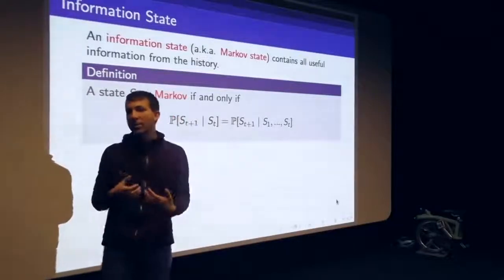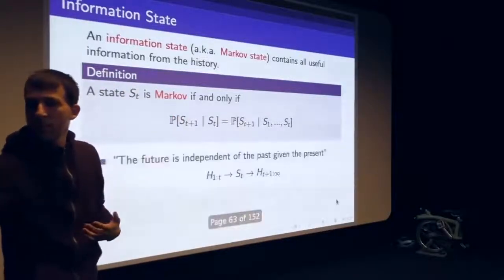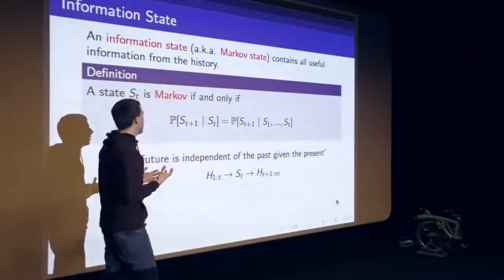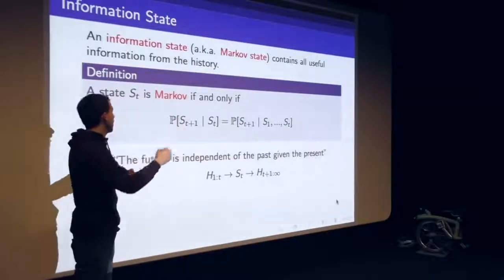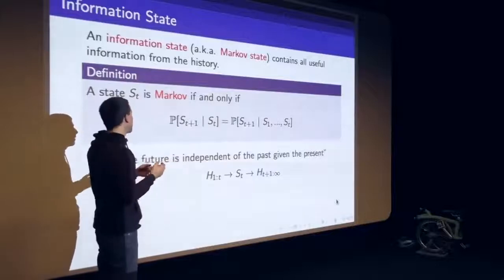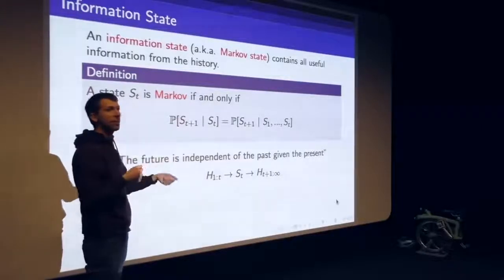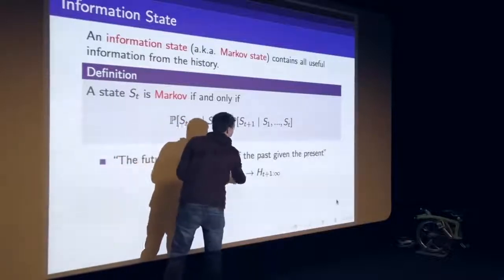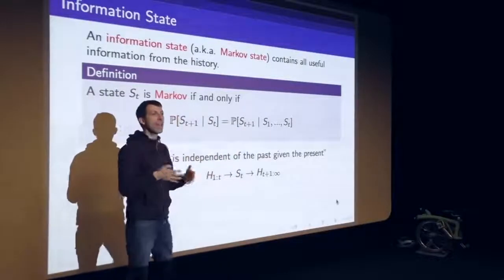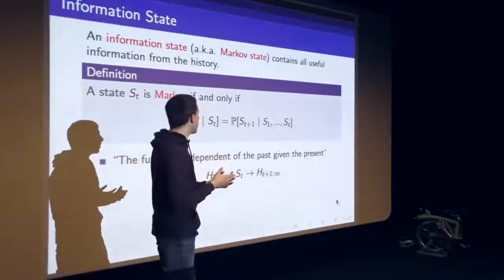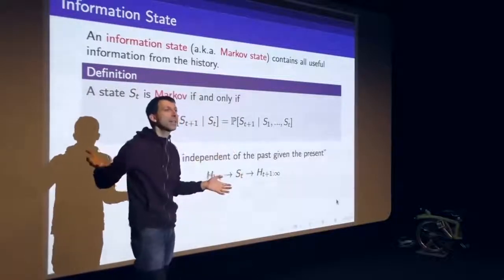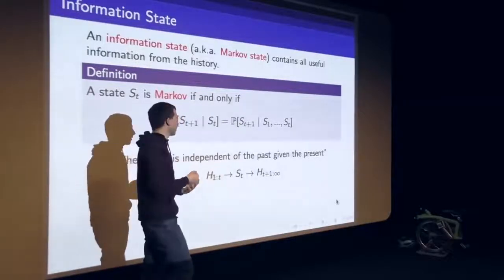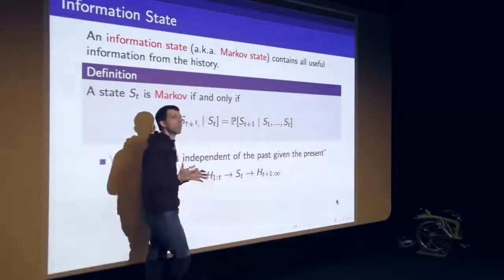So let's just try and understand what that really means. I like to think of it this way: if you have the Markov property, then the future is independent of the past given the present. In other words, you only need to store this S_t here. If you've got this state representation S and it's Markov, you can throw away the whole rest of the history. You don't need it, because that history doesn't give you any more information about what will happen in the future than the state that you have. That's what the Markov property means.